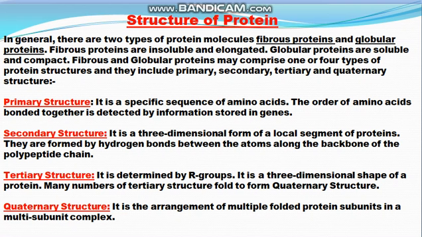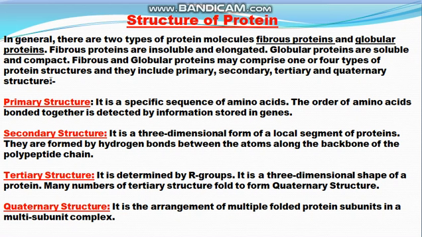So what is the structure of protein? In general, there are two types of protein molecules. They are the fibrous proteins and globular proteins. Fibrous proteins are insoluble and they are elongated molecules, and globular proteins are soluble and they are compact molecules.